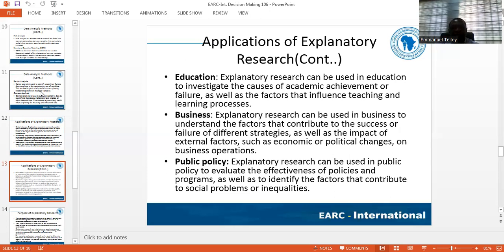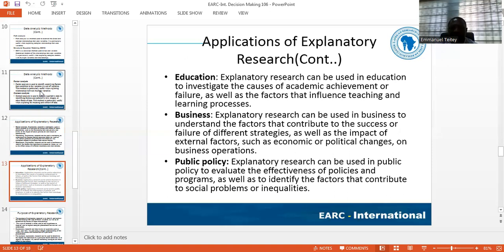Application of explanatory research still continue. Education. Explanatory research can be used in education to investigate the cause of academic achievement or failure, as well as factors that influence teaching and learning processes.